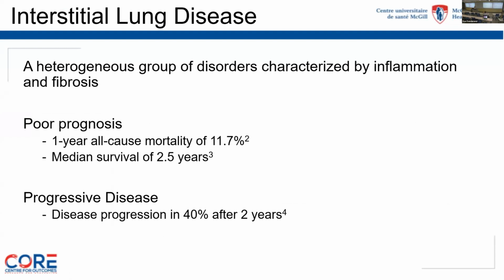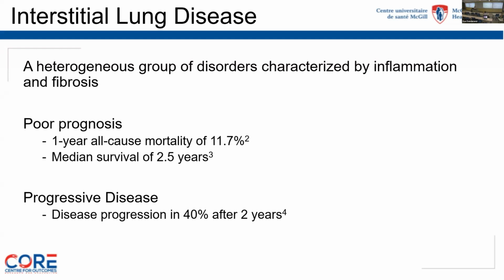So interstitial lung disease, big change. Everything else has been obstructive, but for anyone who doesn't know, it's a heterogeneous group of diseases characterized by inflammation and fibrosis. These conditions carry a very poor prognosis with relatively high one-year all-cause mortality rates in studies. And they're also characterized by disease progression as a natural course of the disease. In one study, again, about 40% progression after 2 years.